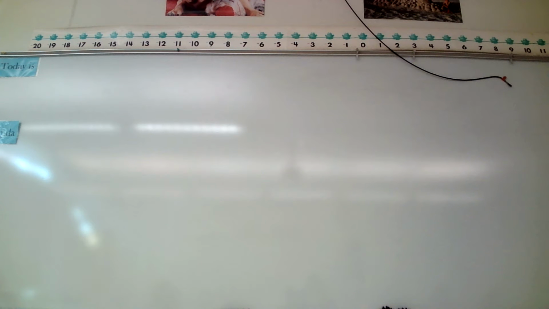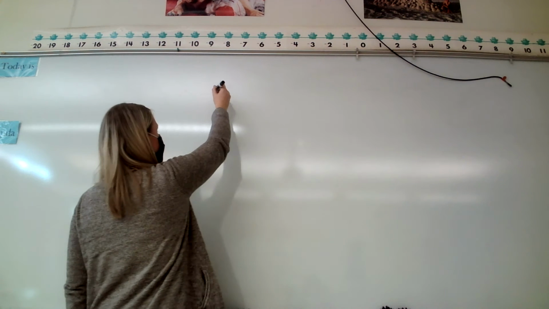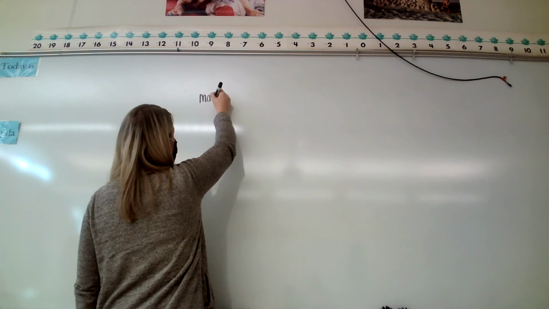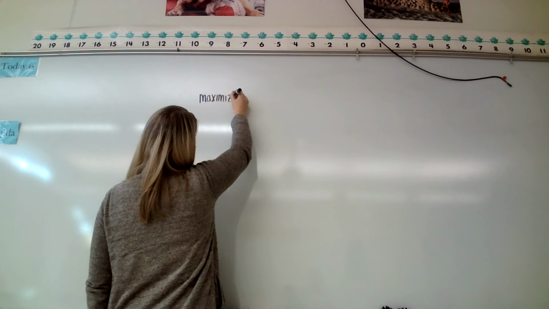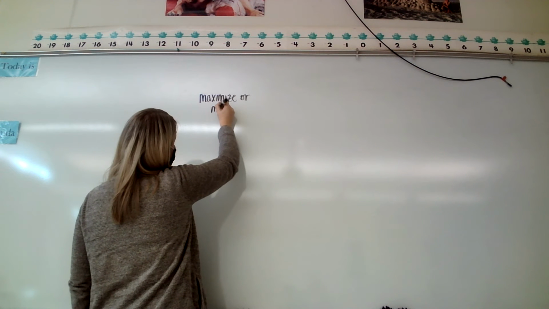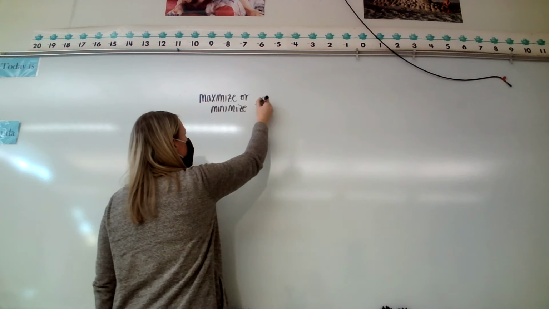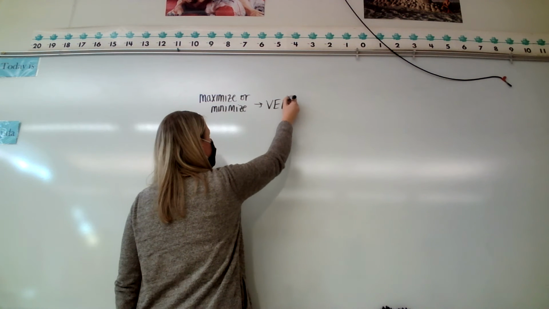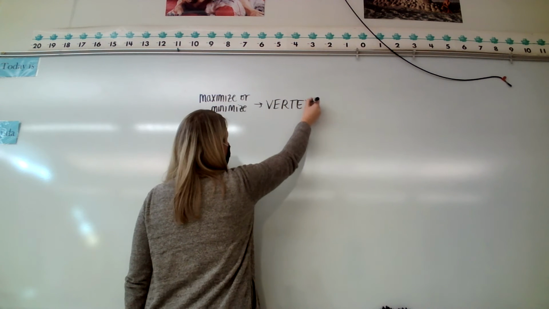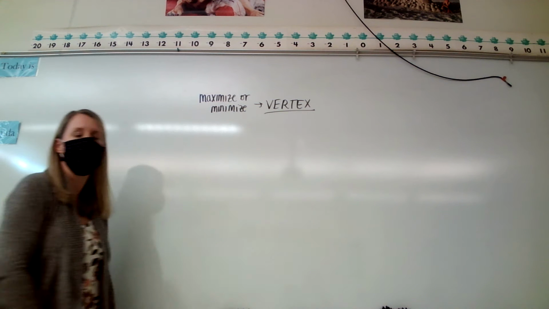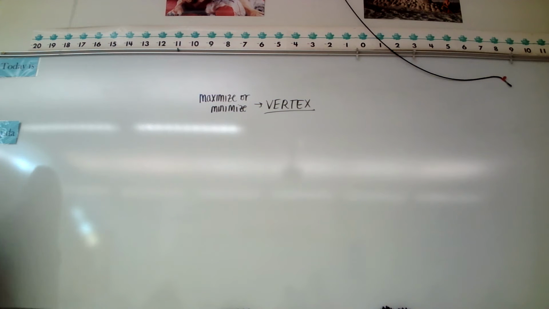The one thing that you do want to look for, the keywords, in other words, is the words maximize or minimize. Anytime you see those words, maximize or minimize, you are looking for the vertex. Anytime I see those words, I remind myself, I am looking for the vertex.